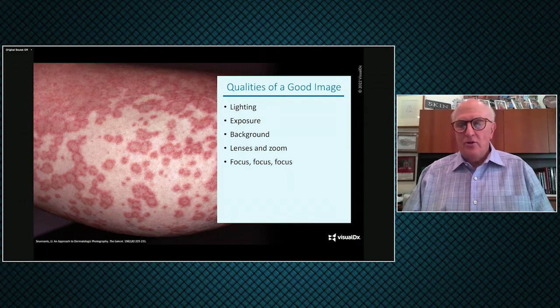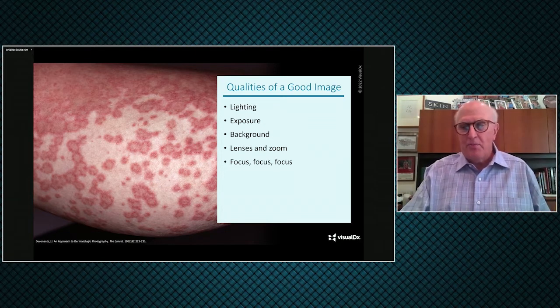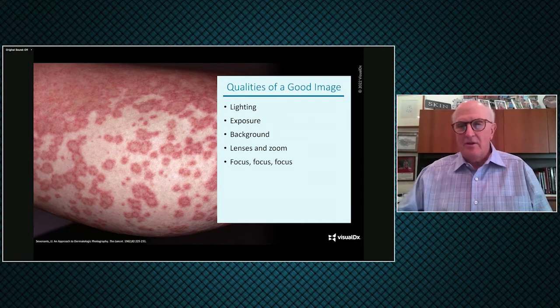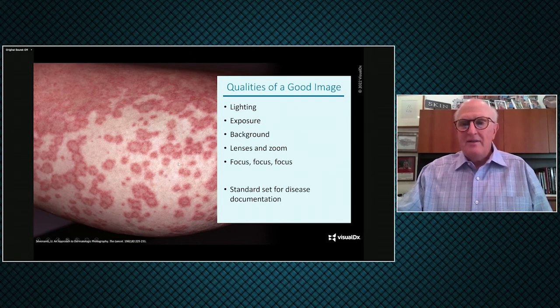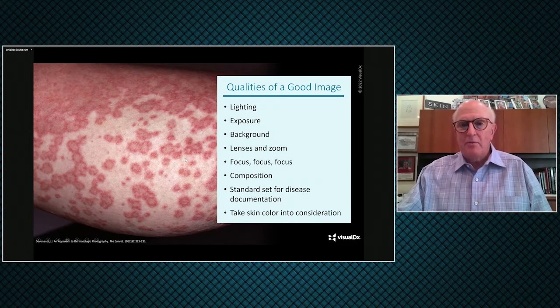What you don't want to do is go to a conference and say, well, I got this really bad picture, I'm sorry about it. You don't want to apologize for your pictures. Take the time to take a good picture. And then, set the standard for disease documentation and the composition. We'll talk a little bit about that in a moment.